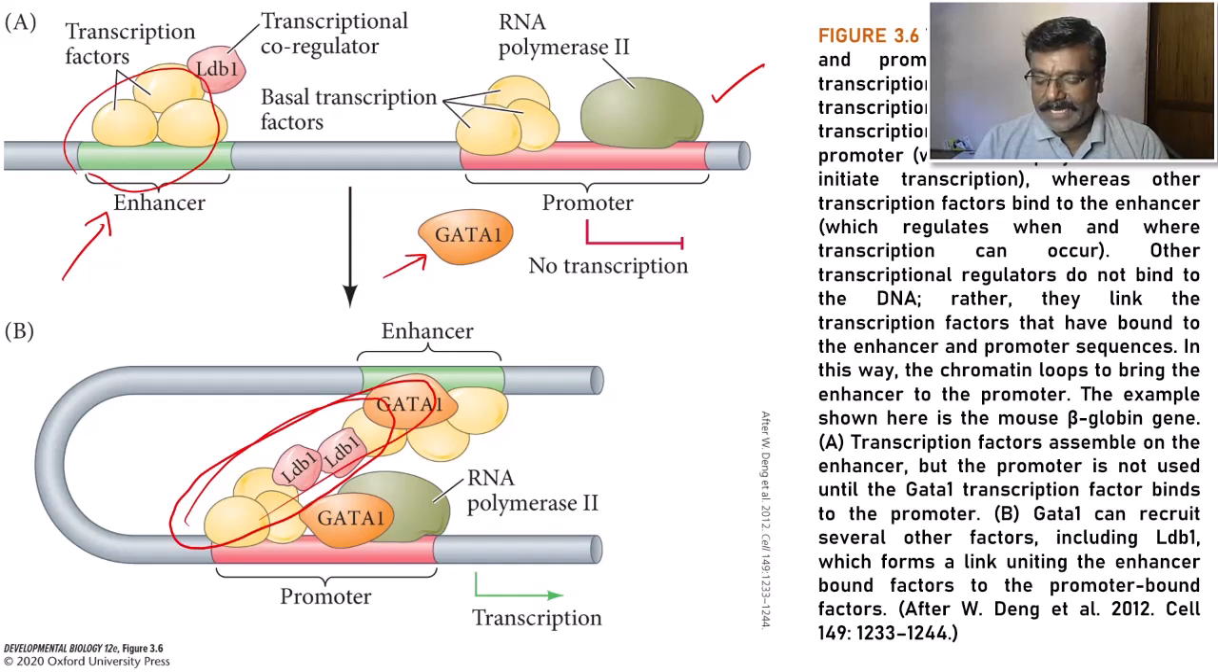So the enhancer and promoters come very close together. And this arrangement is essential for the binding of RNA polymerase 2 to the promoter region.